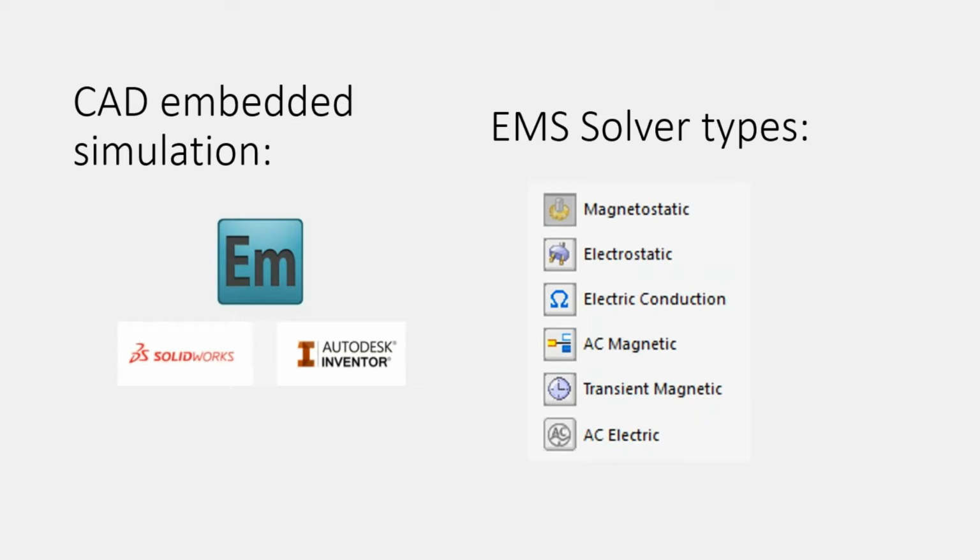Electrostatic solver and AC electric compute electric fields, while electrostatic does it in a steady state domain, while AC electric does it in a frequency domain. Finally, there is electric conduction mode, which allows you to compute current distributions and electric fields in a steady state domain as well.